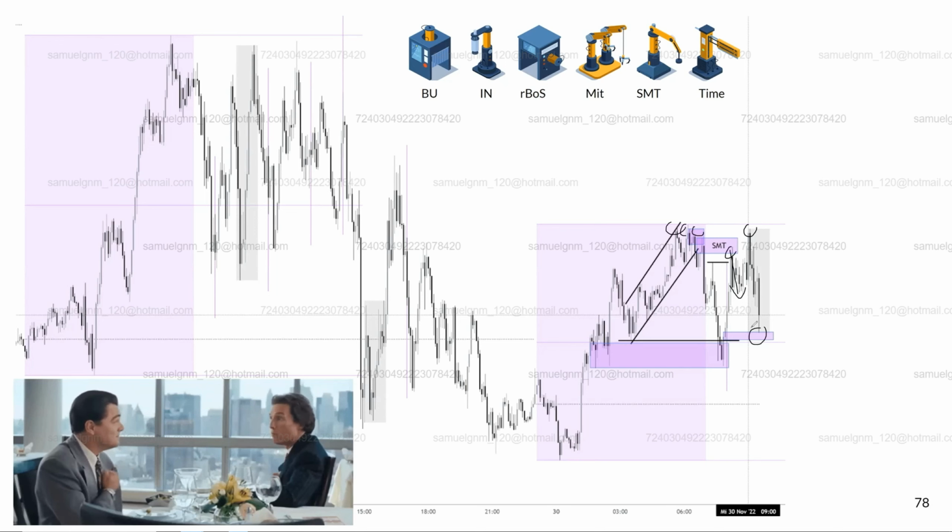Obviously did not react too deep, obviously gave this point in here, and then finally a false reaction from this double or triple top in here, which makes it even way nicer. So now you're in the build-up, inducement, relevant breakup structure, mitigation, smart money trap, timing. The only thing now you need is an entry helper, right?